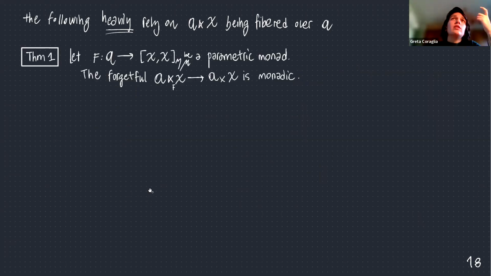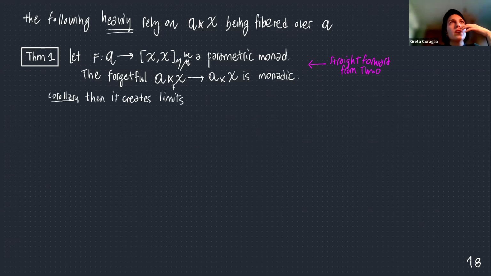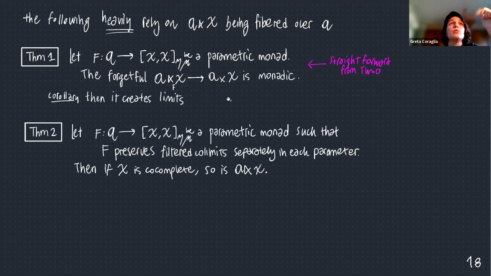The first thing that I've already told you actually follows from theorem 0, the one characterizing this kind of fibrations. In particular, if we have a parametric monad, the forgetful functor is monadic. This is what I just showed you, the free-forgetful adjunction. But from this we can derive that it creates limits. So this tells us that whatever we know about A and X, we can use to derive stuff about the total category of the fibration of algebras.